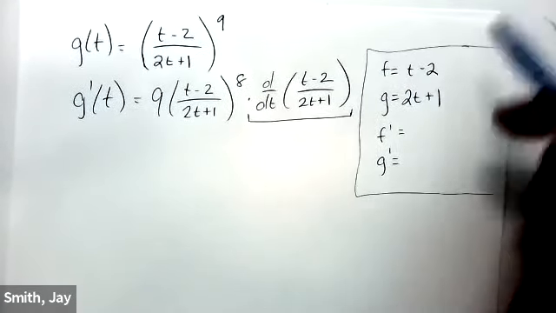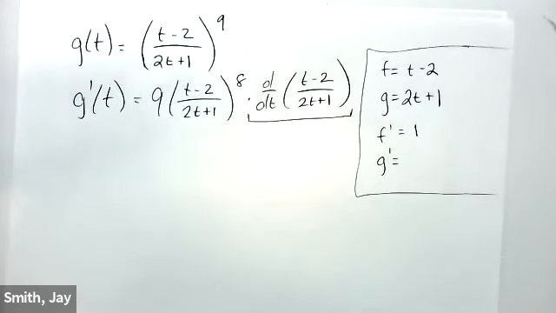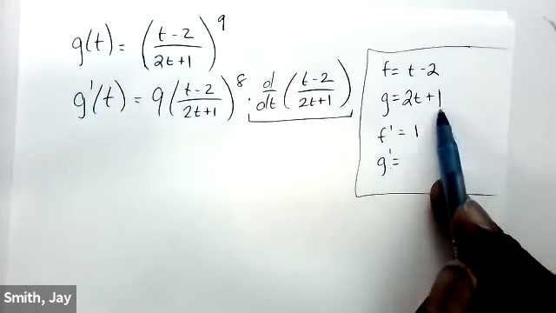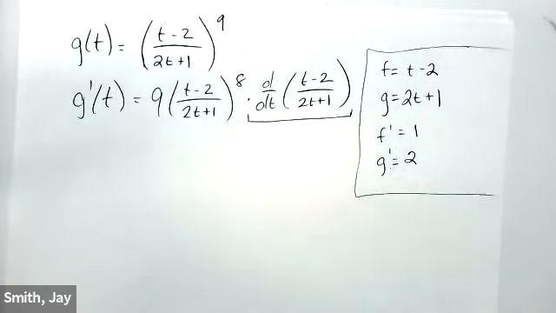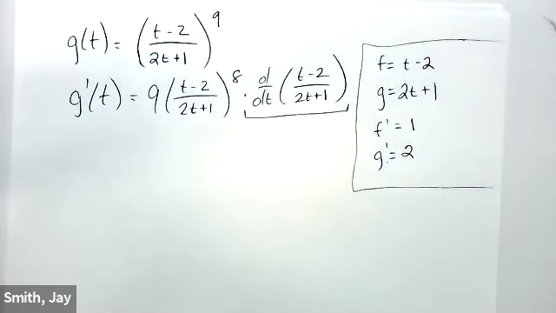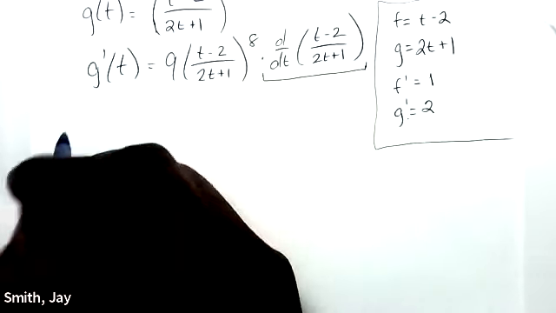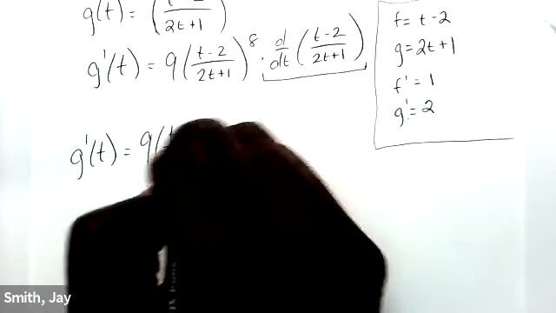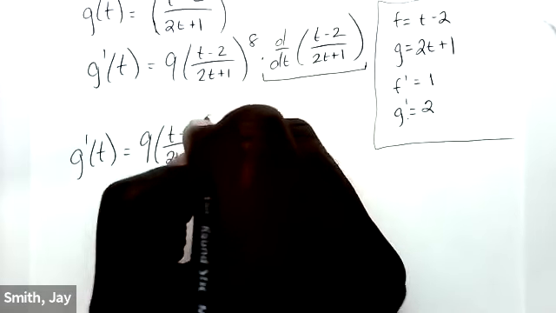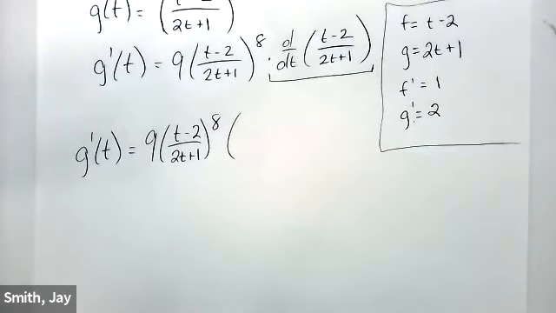F prime, or the derivative of f, derivative of t, 1 minus the derivative of 2, which is 0. No need for us to write it. And g prime, or the derivative of g, in this case, 2t plus 1, derivative of 2t, 2 plus the derivative of 1, 0. No need for us to write it. All right, so plugging everything into its appropriate place. Technically, we're still working on g prime of t. That 9 times t minus 2 over 2t plus 1 to the 8th power, we haven't touched yet. But we're going to multiply it by ddt of that quotient given to us.